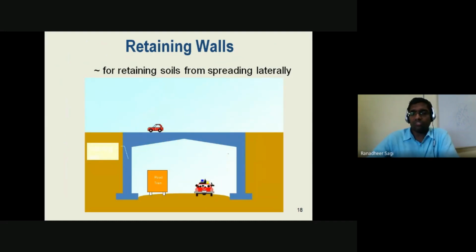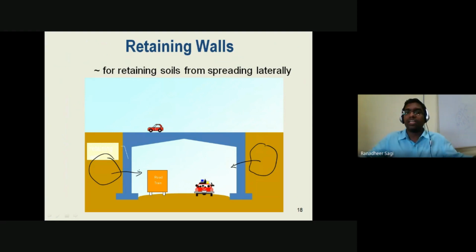Okay, so let's say, for example, I am trying to construct an underpass for either your road construction or maybe for your railway construction. In such a case, if I am not careful, then the soil cannot stand in its own stable condition. What we'll generally see is that the soil adjacent to that excavated region will start collapsing by spreading in the lateral direction.